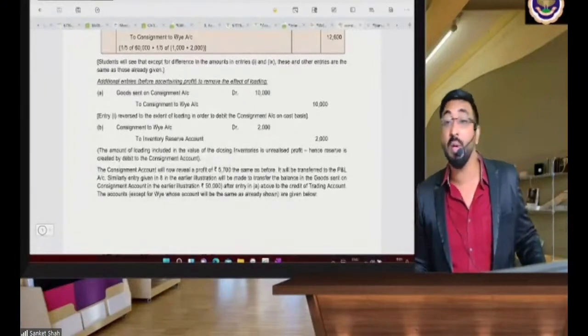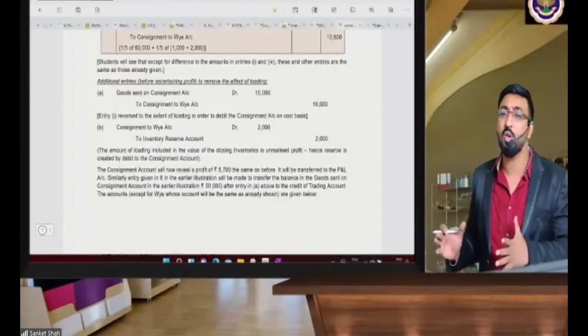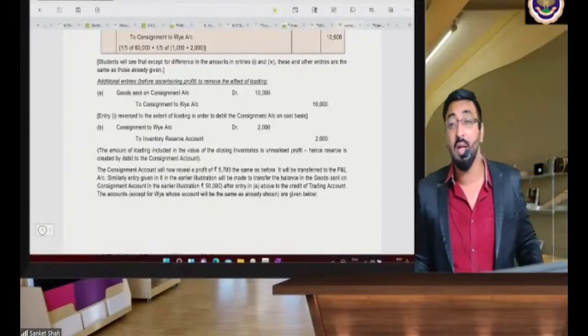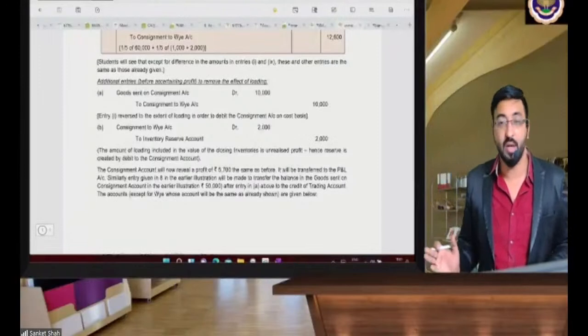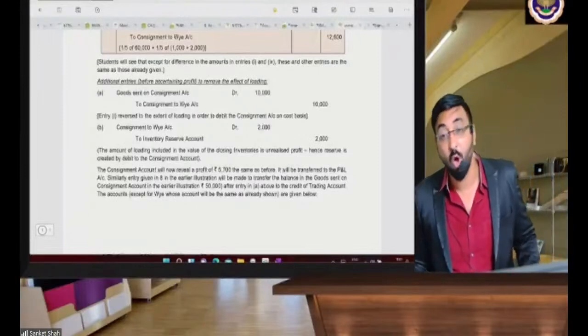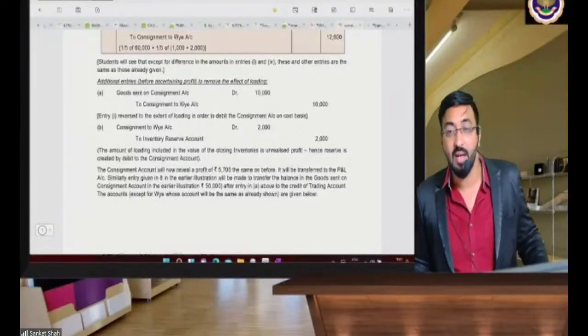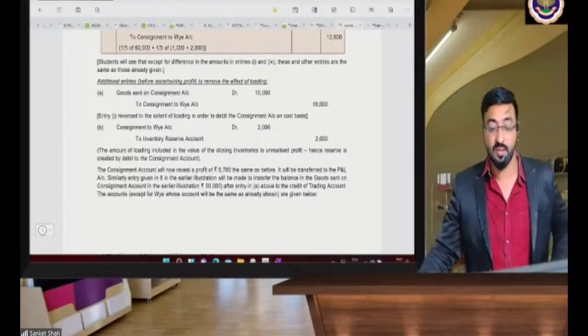Here you are not opening any expenses account or income account, because this is a separate set of books of accounts. It is a special transaction, and therefore we open a consignment account instead of any expenditure or income. Whenever there is an expenditure, debit all expenses, so the consignment account is debited. And income shows a credit balance, so the consignment account is credited.